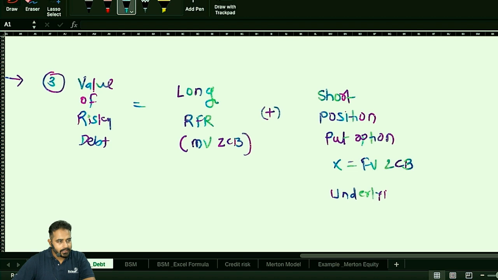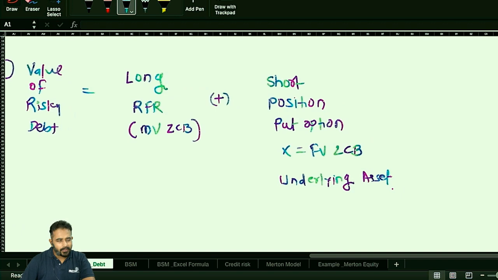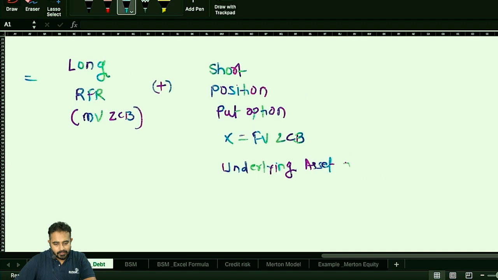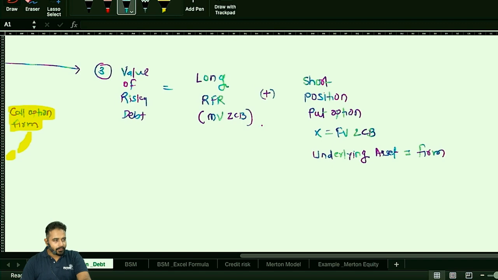The underlying asset is the firm. Okay, of course, now this is slightly difficult for people to comprehend. I'll help you understand this with the help of an example. The underlying asset is nothing but the firm, and it's a put option. I have a short position. So this is the third method. Now let me create some examples so you'll understand how the third method works.